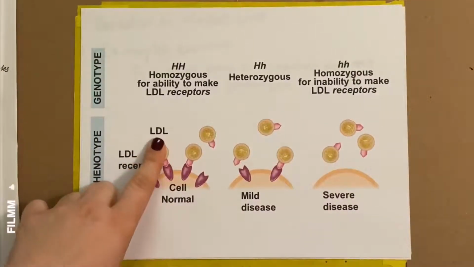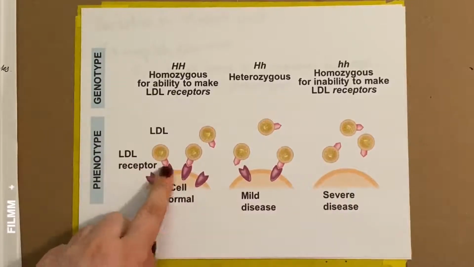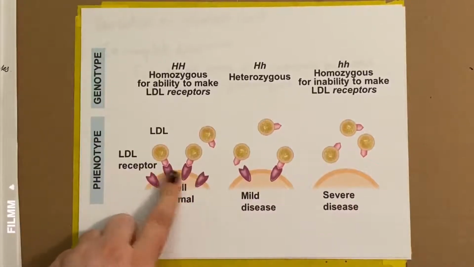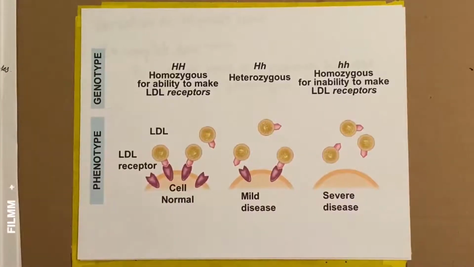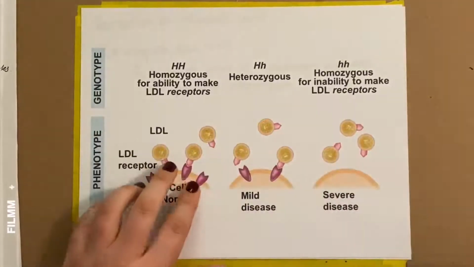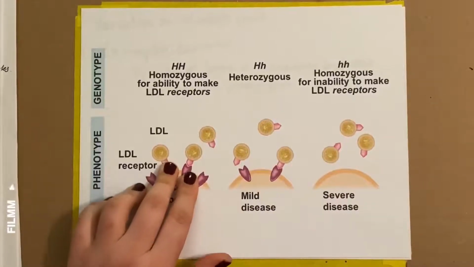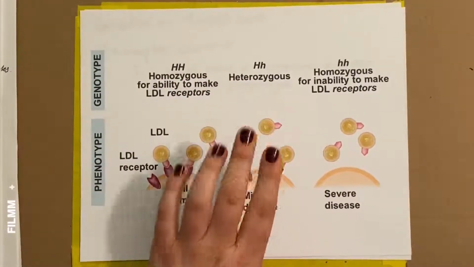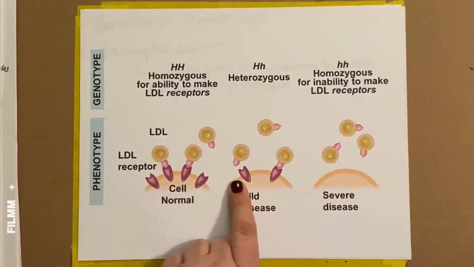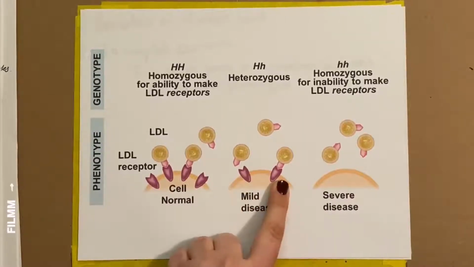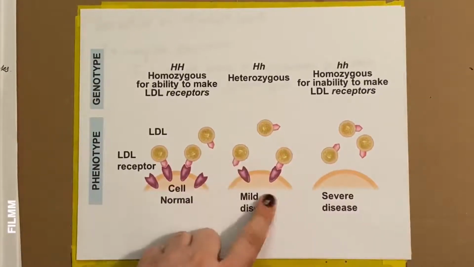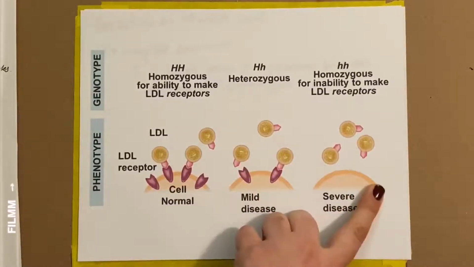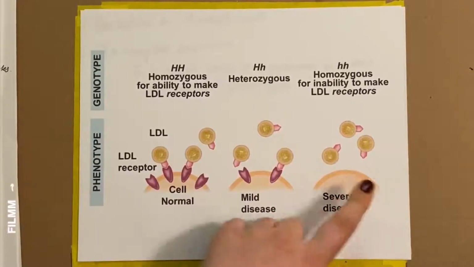So LDL is one type of cholesterol, and a normal cell will have these receptors on the cell that are able to recognize how much LDL there is and regulate how much LDL is in the body. If you're a heterozygote, there's a mild disease and you do not have enough normal LDL receptors. This is the intermediate. When you have the severe disease, you have absolutely no receptors.